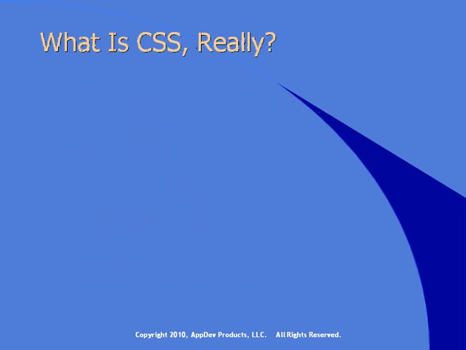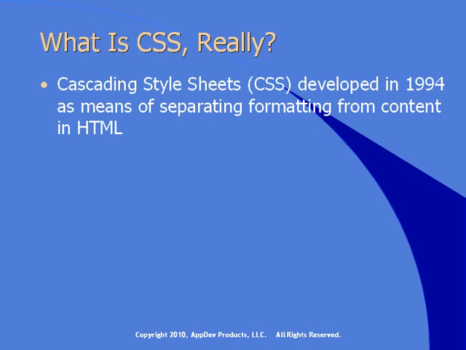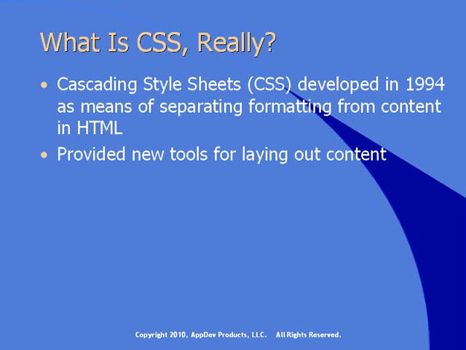We probably should step back and say, what is CSS really? Well, Cascading Style Sheets, or CSS, was developed in 1994, remember that year, as a means of separating formatting from content in HTML, clearly a major goal. It provided new tools for laying out content and allowed for formatting centralization within your website.